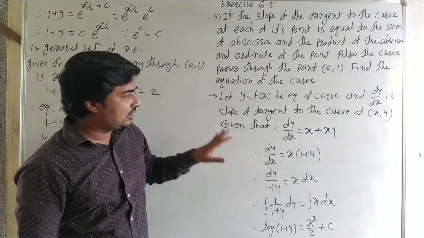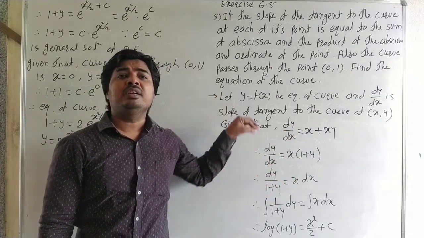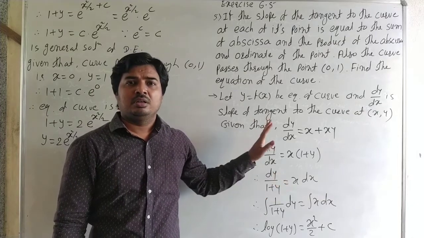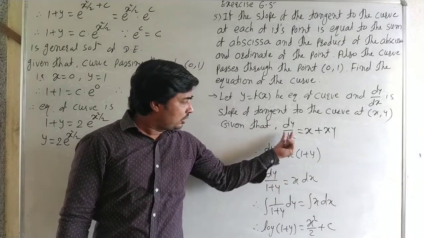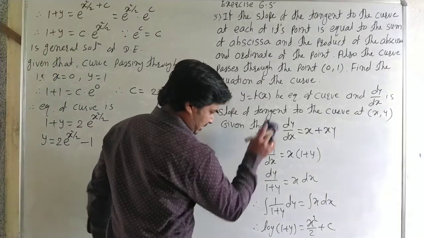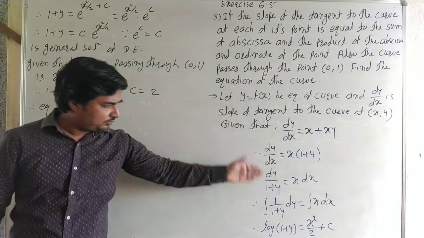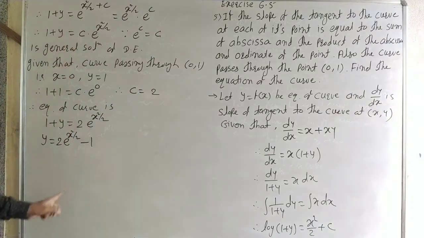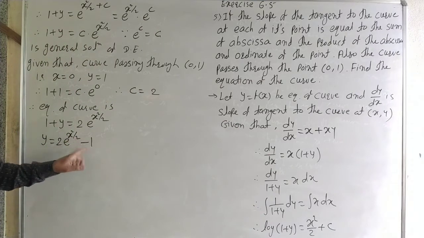So here it is not necessary to use the linear differential equation, but you can use the linear differential equation here. The answer will be the same. See this carefully. Here we directly separate, integrate, and it is our answer. Okay, y is equal to 2 into e to the power x square by 2 minus 1.